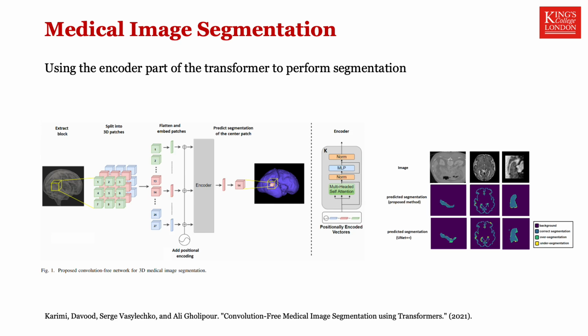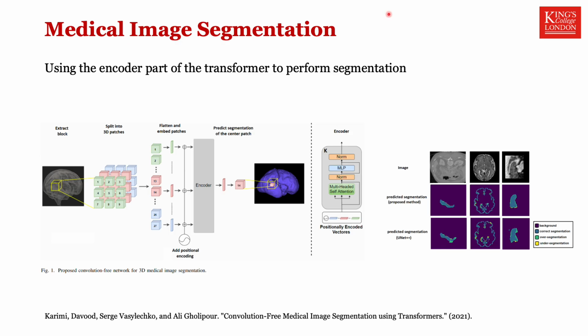Okay, so we've now seen different types of recurrent neural networks, all the way from LSTMs and GRUs, but also transformers, which are based on self-attention. Now we're going to look at some applications of these networks in a medical setting.